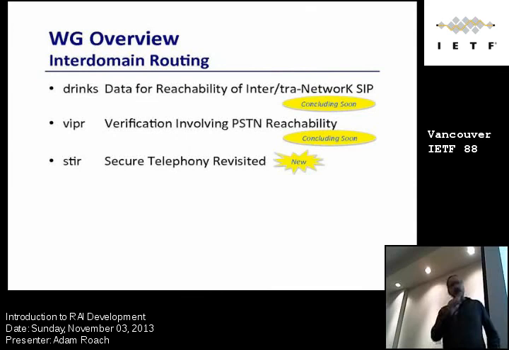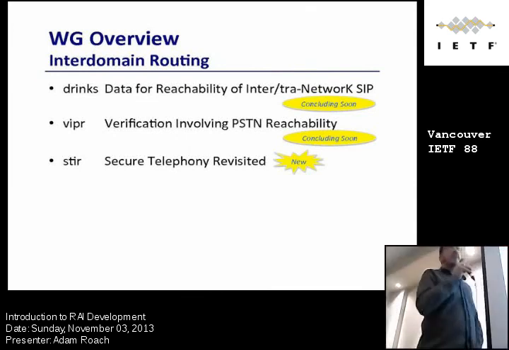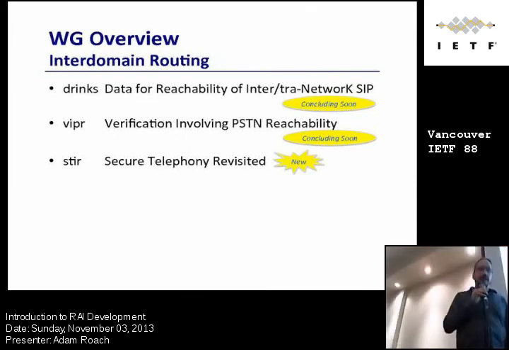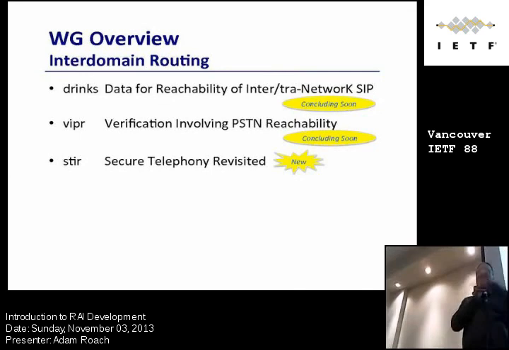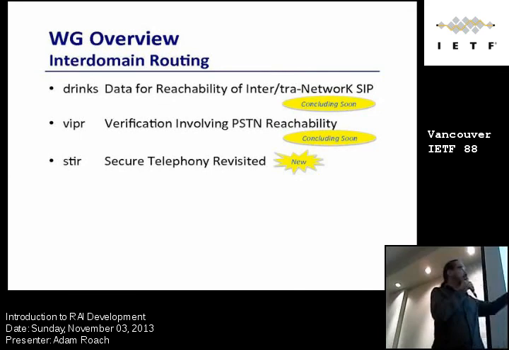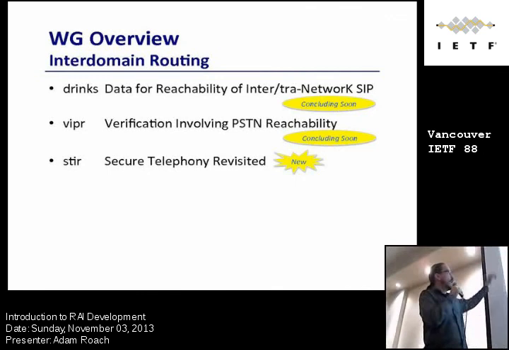Okay, interdomain routing. So in addition to just using normal DNS for conveying stuff, when you have federated networks, sometimes you want to use different things than that, especially if you're using, say, phone numbers. And DRINKS was working on a means for conveying information about routing those sorts of calls, and they're mostly done with what they're working on. Viper, we already went over a little bit, and they're also concluding soon.